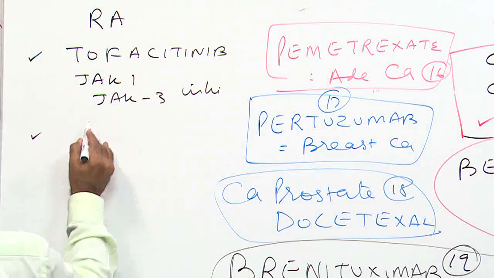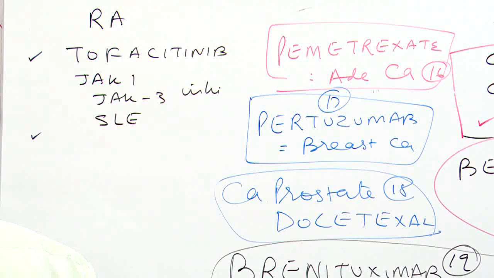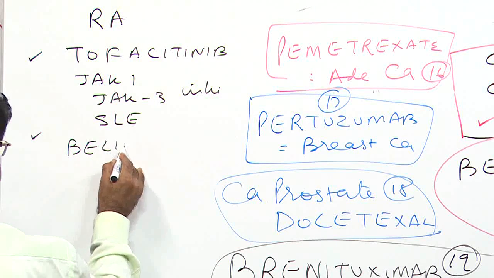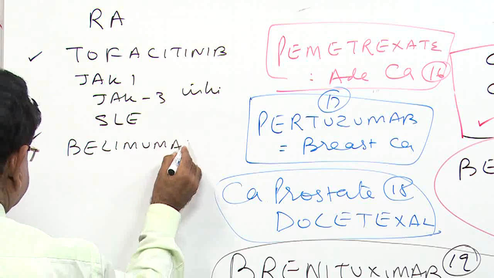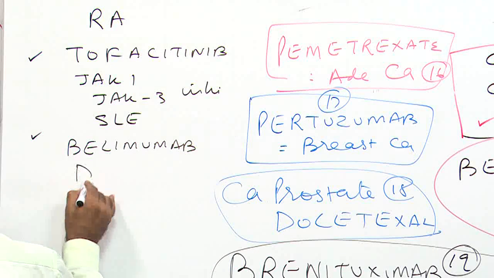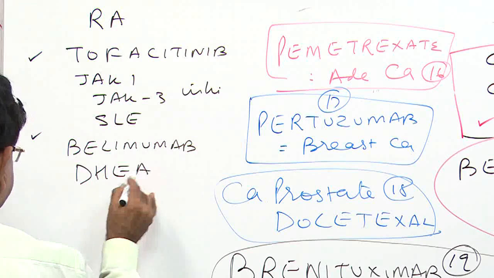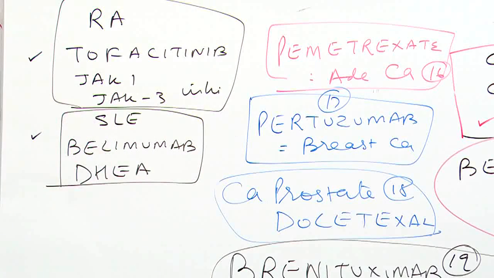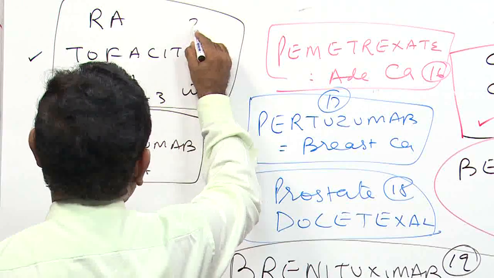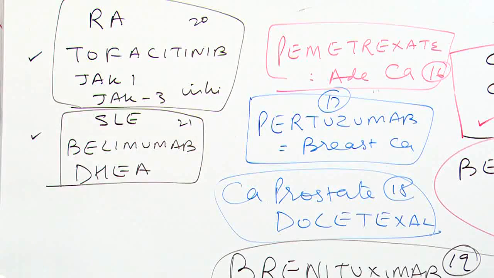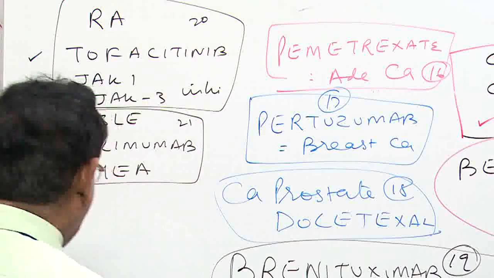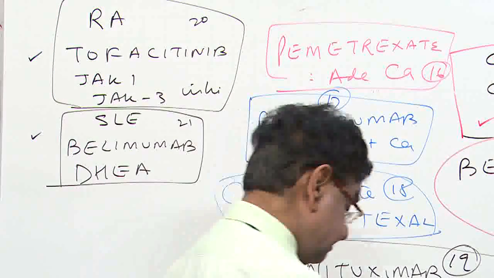Then for SLE, belimumab has been approved, and even DHEA has been approved for SLE. This is for rheumatoid arthritis, the box number 20 and 21. So belimumab and DHEA, that is dehydroepiandrosterone. This is box number 21.